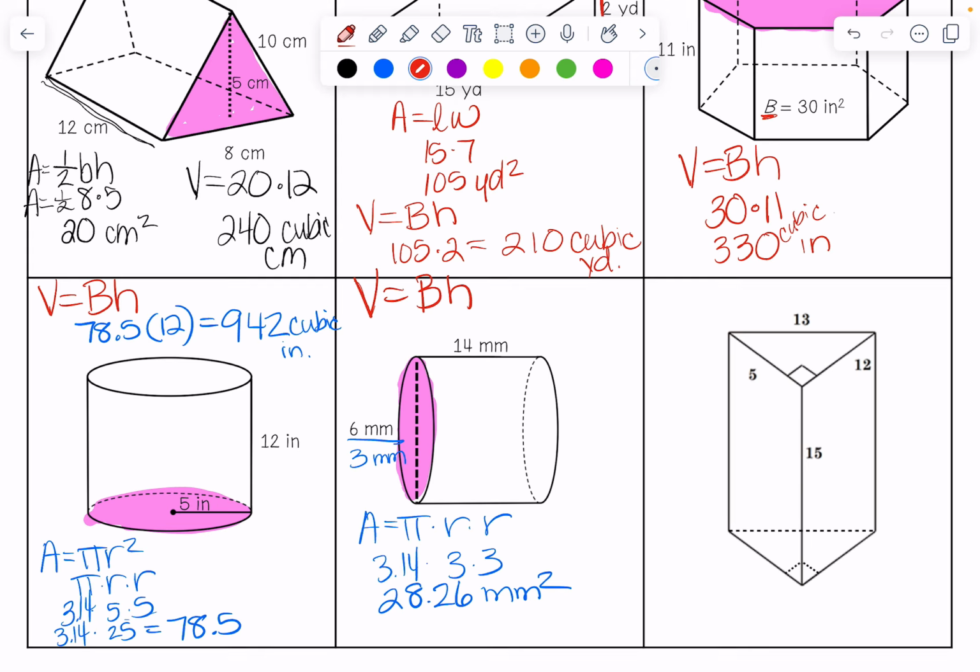Now for volume, I need the area of the base times the height of the cylinder. The area of the base is 28.26. The height of that cylinder is this 14. It's the distance between the two bases. And then when I multiply those, I'm going to get 395.64 cubic millimeters.